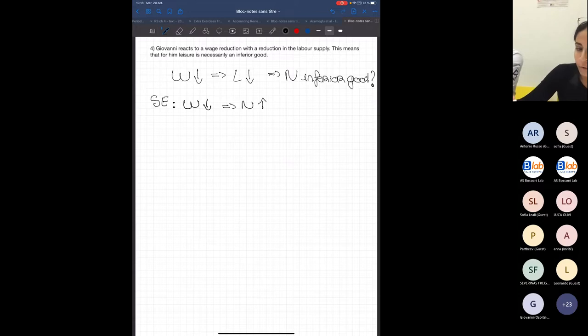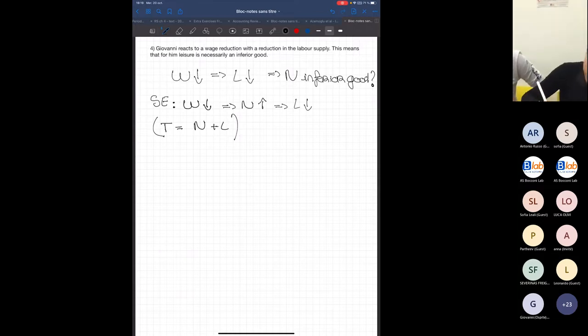The consumption of leisure is going to go up because its price is less expensive. And since leisure goes up, it means that labor is going to go down, because your time allocation is basically what you put in leisure and what you put in labor, in work. That's the parenthesis. So that's what we see for the substitution effect.